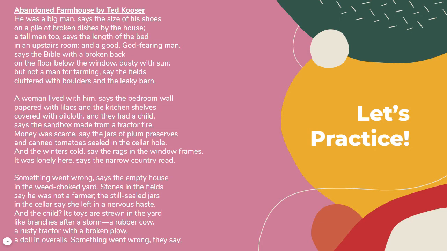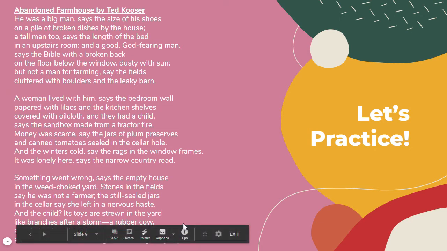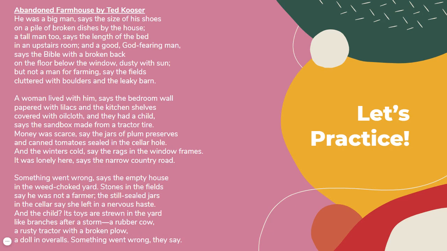They also have repetition. So it repeats, something went wrong, they say. Something went wrong. Why do you think the author might repeat something like that? Are they really trying to drive home a point about there being something negative that happened here? This wasn't just a family moving. This was something that made them leave in a hurry.